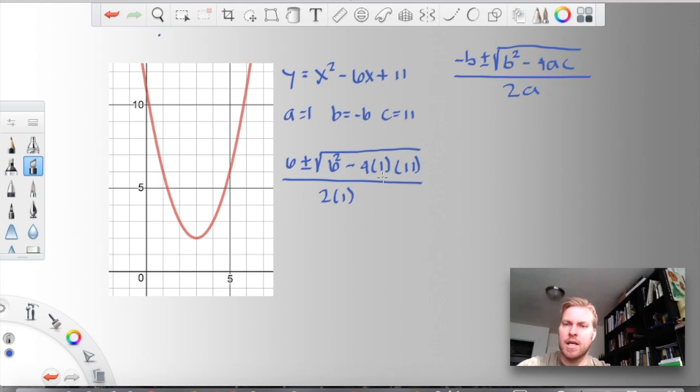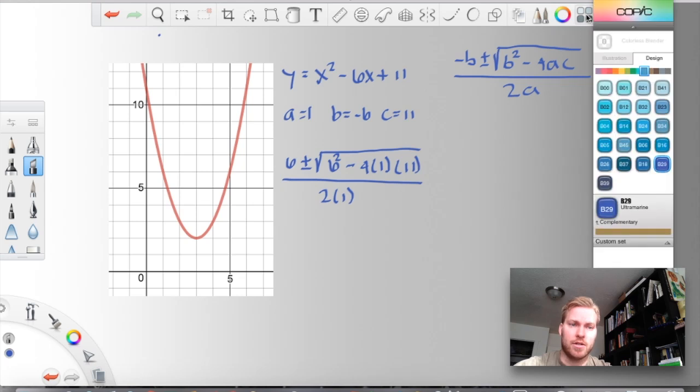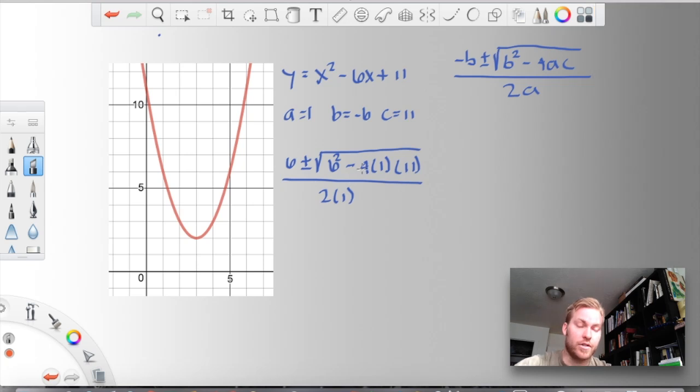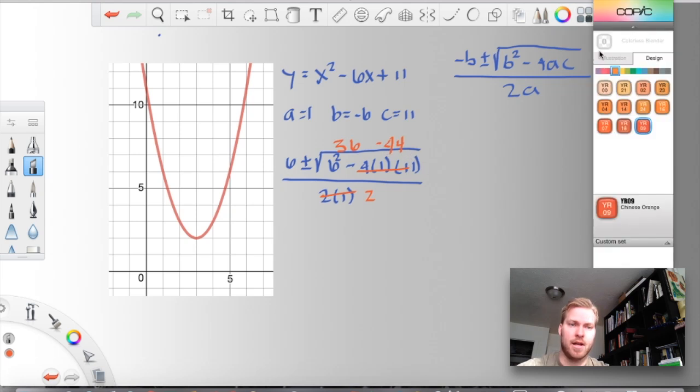Negative 4 times 1 is negative 4. Negative 4 times 11 is going to be negative 44. So this piece right here I can rewrite as a negative 44, and then 6 squared is going to be 36, right? And 2 times 1, well, that's easy, right? That's just going to be 2. And so now I can simplify this. On the inside of my radical here, I've got 36 minus 44. 36 minus 44, hopefully you guys are getting there and figuring that one out, is going to be negative 8.